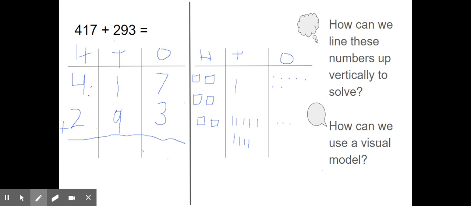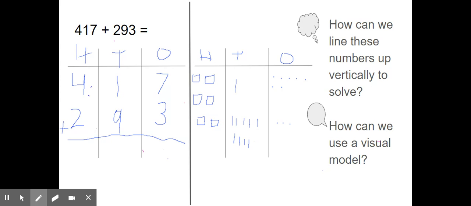Let's start with the vertical equation. Should I start by adding my hundreds, tens, or ones? If you said ones, you're right. 7 ones plus 3 ones is 10 ones. Can I put 10 in my ones place?